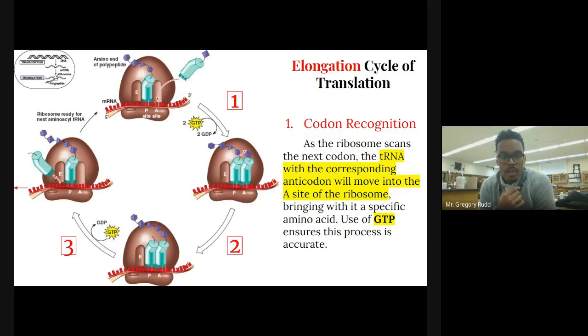And again, you can see it in this image, we have to use some GTP, some guanosine triphosphate, as a source of energy here to help the process be more accurate.